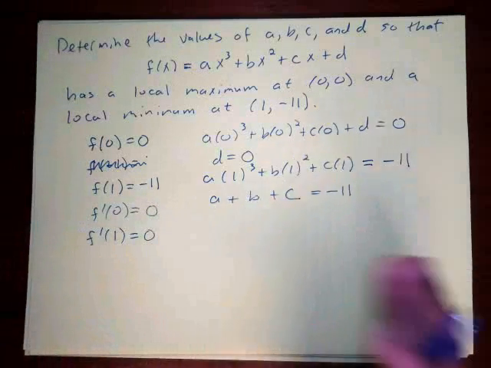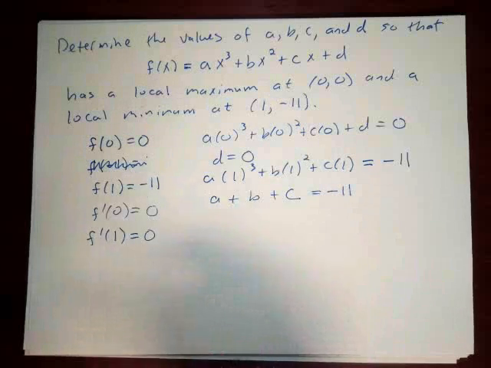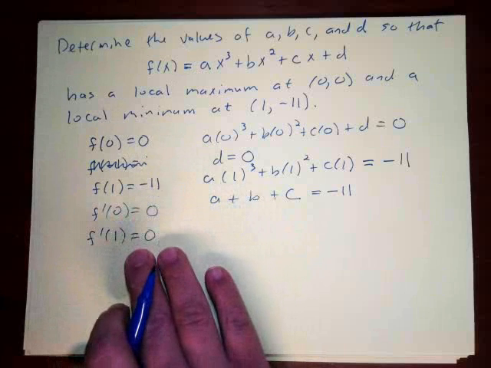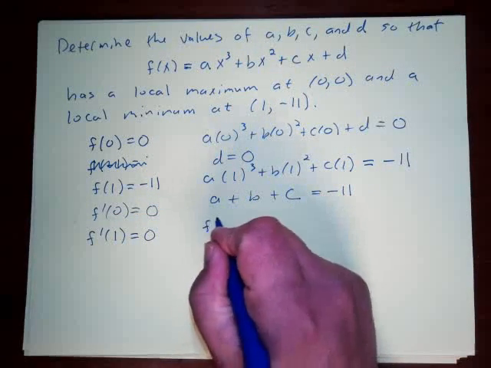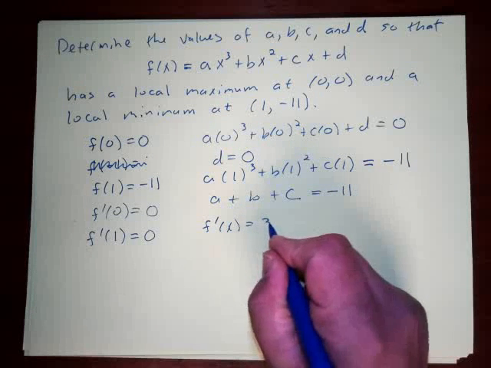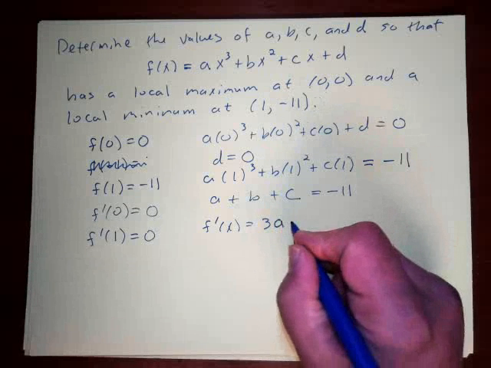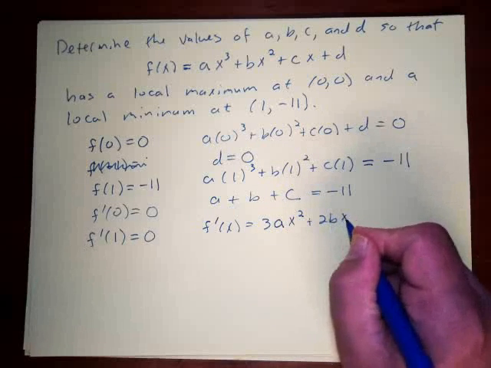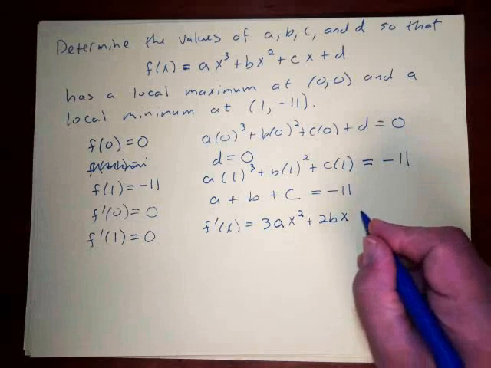If you have an equation with three variables, then you need three equations. Well, that's kind of handy because I know that both of these derivatives have to equal 0. So what I'm going to do is find the derivative of this. f prime of x here would be 3a x squared plus 2b x plus c.